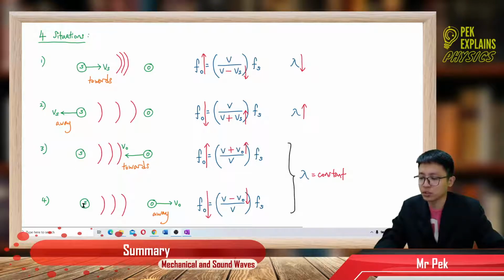What if now the source is stationary, but the observer is moving? The observer is either moving towards or moving away, v_o. What will happen? Same thing as the source. If the observer is moving towards the source, you still hear a higher frequency, like the source moving towards you. It's relative. When the source is moving towards the observer or the observer is moving towards the source, you always hear a higher frequency. It's relative.